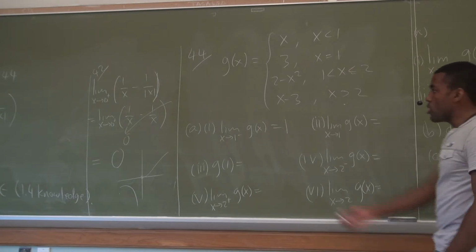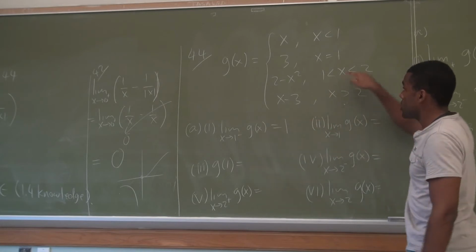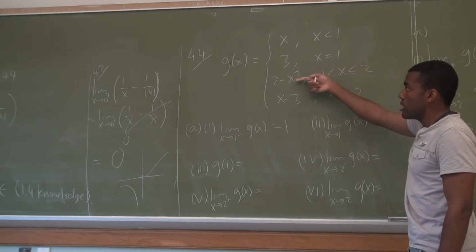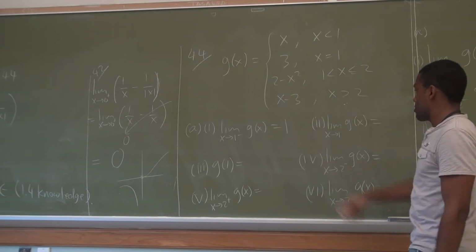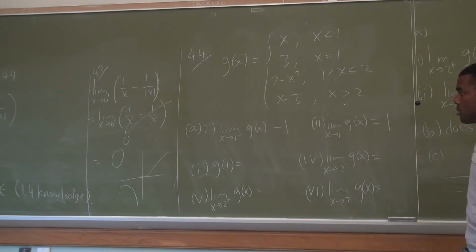Well, we know coming from the left we get 1. What about coming from the right? Which function would you look at? Look at this one, right? So you're a little bigger than 1. It would go to 2 minus 1, which also gives you 1. So this is 1, because the left and right sides are the same.